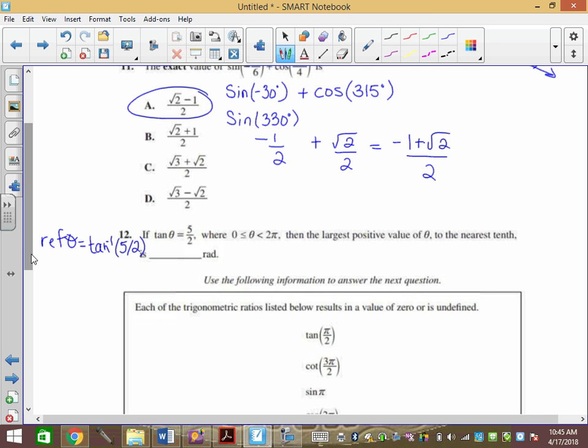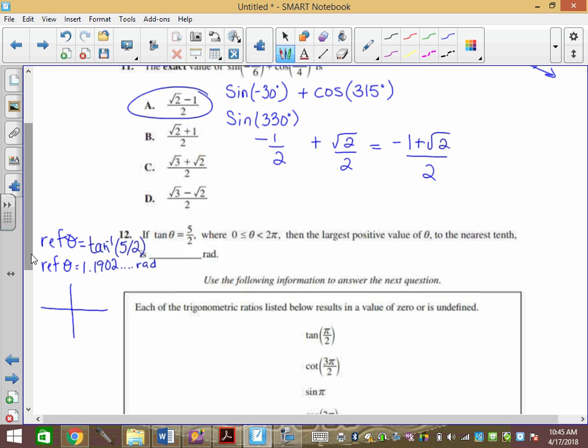In radians, because it's not a nice decimal in degrees, I'm going to use radians. Reference theta equals 1.1902... radians. So I can round that to 1 decimal and carry on. That was a joke. You cannot round to 1 decimal and carry on. You have to keep everything to the very last step, then round.